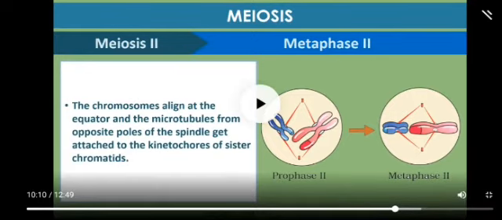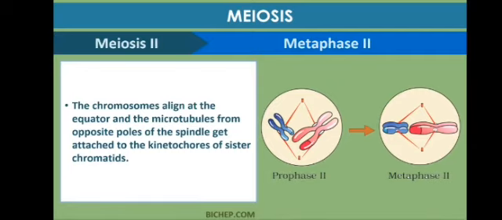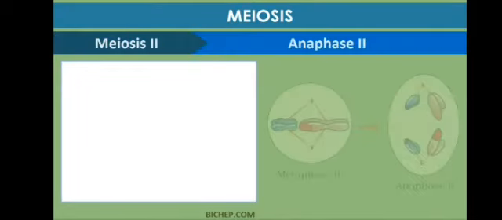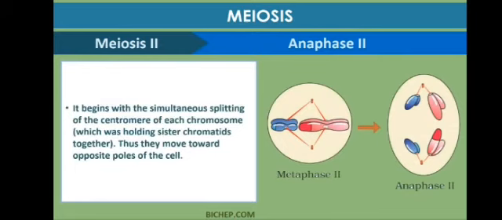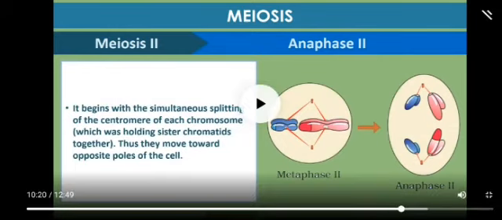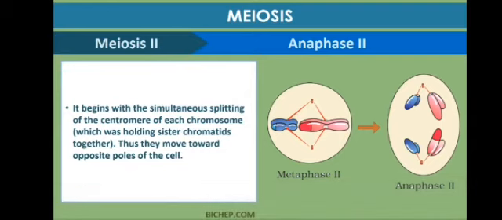The chromosomes align at the equator and microtubules from opposite poles of the spindle get attached to the kinetochores of sister chromatids of the chromosomes. This is metaphase second. Both the structures, prophase second and metaphase second, you can see all together. Then comes the anaphase, where metaphase and anaphase both can be seen. It begins with the simultaneous splitting of the centromere of each chromosome, which was holding sister chromatids together. Thus, they move towards opposite poles and the chromosomes are separated. The metaphase second and anaphase second both can be seen here.